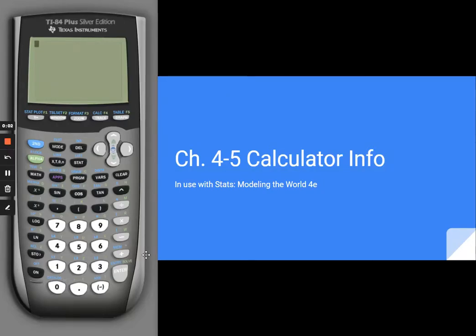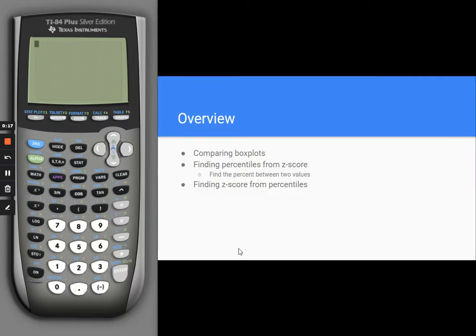All right, welcome back to another AP Stats calculator tutorial. This information is going to cover the calculator information from Chapter 4 and Chapter 5. So this will cover comparing box plots from Chapter 4, and then from Chapter 5 we'll talk about finding percentiles from z-score, as well as finding the percent between two z-score values, and then finding z-score from percentile.